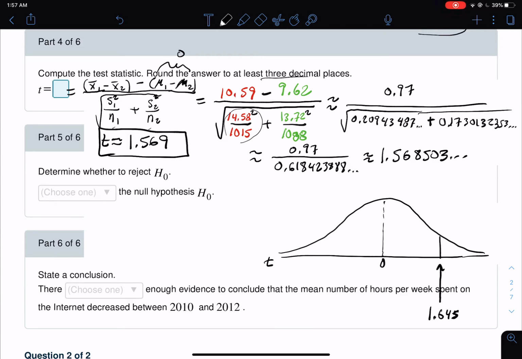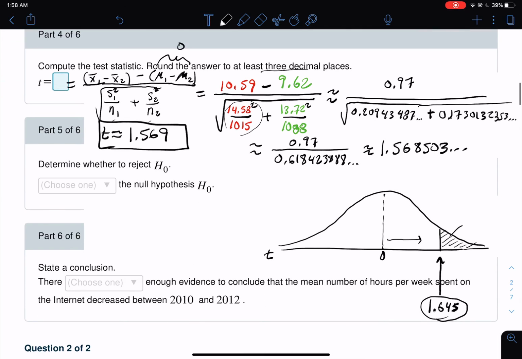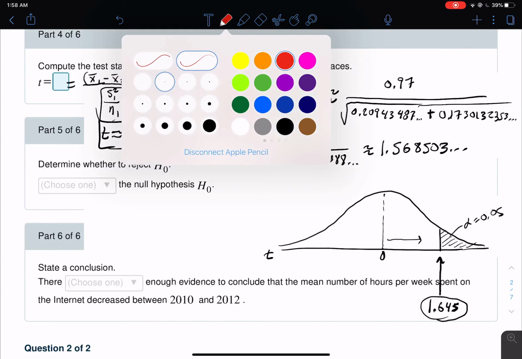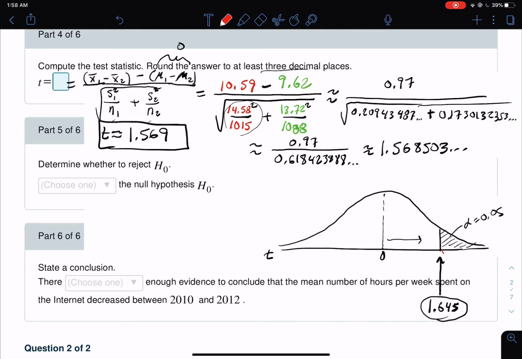Remember, the further away from 0, the more evidence to reject. If we get past this critical number and land in this unlikely region over here, which is 0.05, I believe, is our significance level, then we must reject. So let's do that again with color. If we plot our test statistic in here, we're going to have to reject. And if we plot our test statistic somewhere over here, we do not reject.